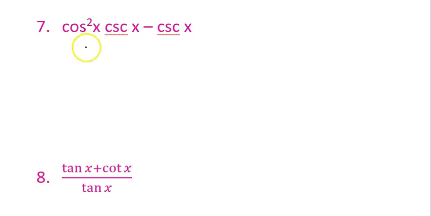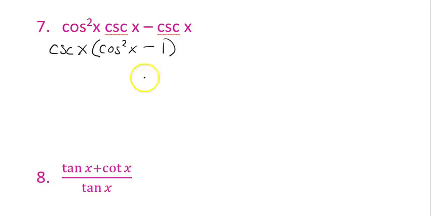Okay, 7, if you look at it, again, you don't see one of your Pythagorean identities. You could turn things into sine and cosine, but you wouldn't get too far. This should remind you of what we just did, because both pieces have a cosecant, and that means I can take it out as a GCF. So I have cosecant x outside. That leaves me with cosine squared minus 1 inside.